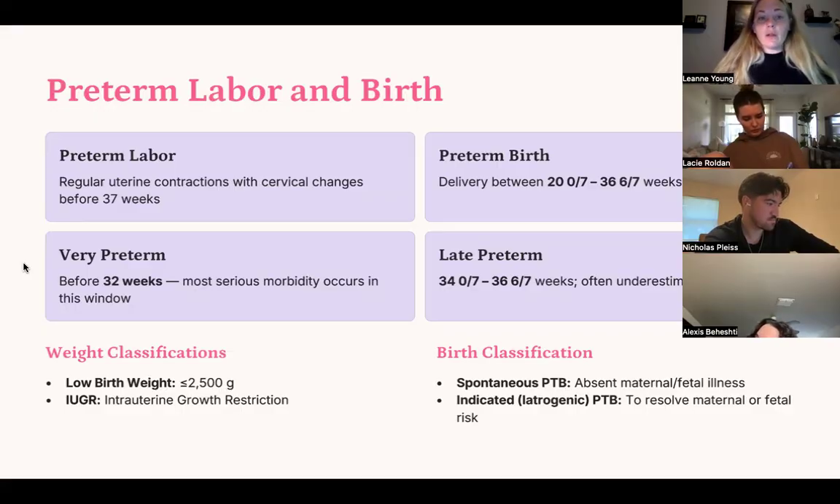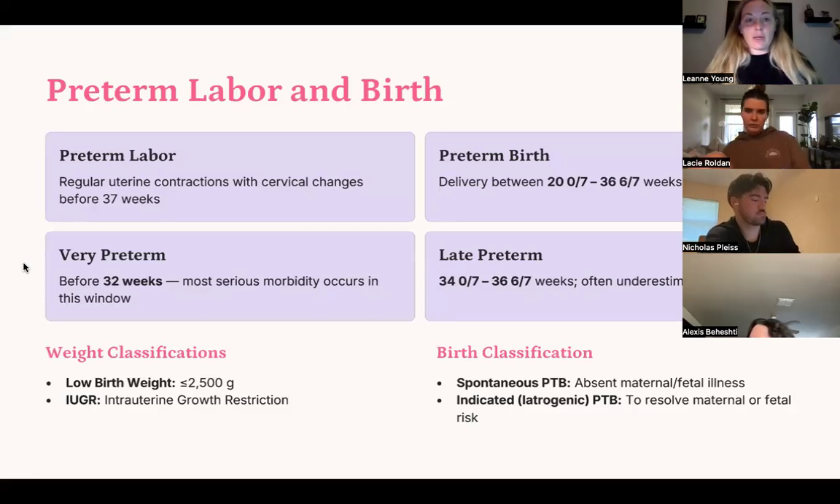Okay. Late preterm would be 34 weeks until the baby is about 36 and 6 weeks. That's often underestimated in risk. So there is still risk with these deliveries. Obviously, this baby is still early. Fetal lung maturity has not been completed yet. So we still see high instances of respiratory distress, prolonged hospitalization, and NICU stay.